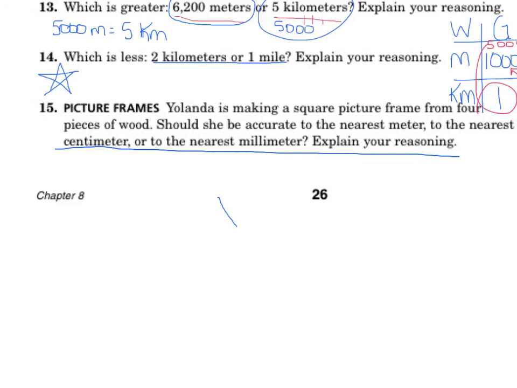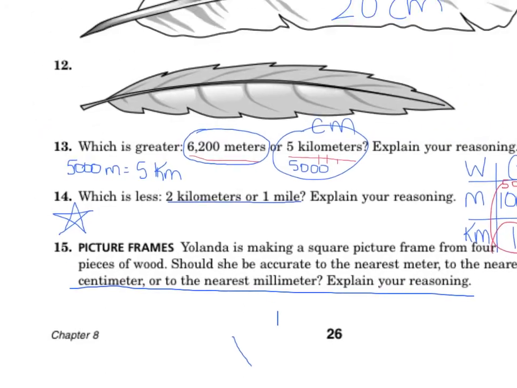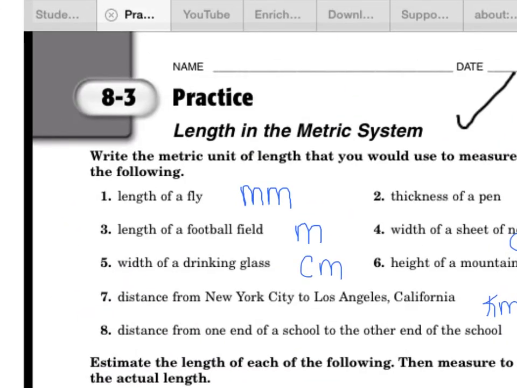And now you are done with lesson 8.3. You are going to turn your paper over and do lesson 8.4 and follow along on the video for that.